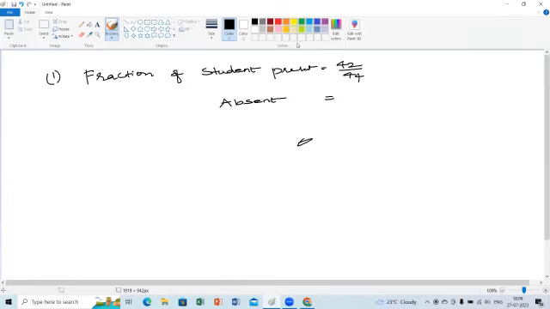Suppose I want a question from Shivram. What is the fraction present for today's class? What fraction of students are present for your class? Ma'am, 28. 28 is present out of? 31. Out of 31.